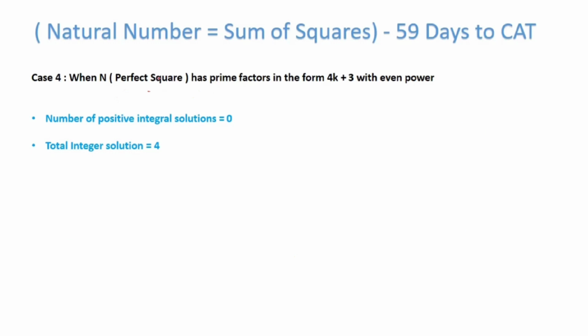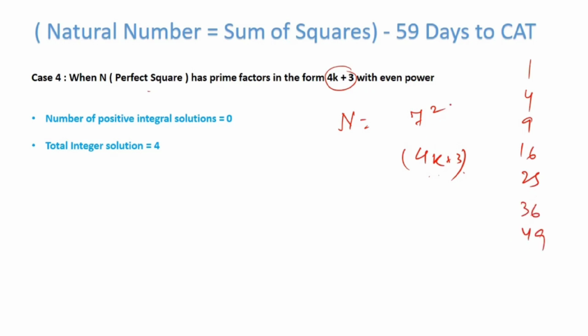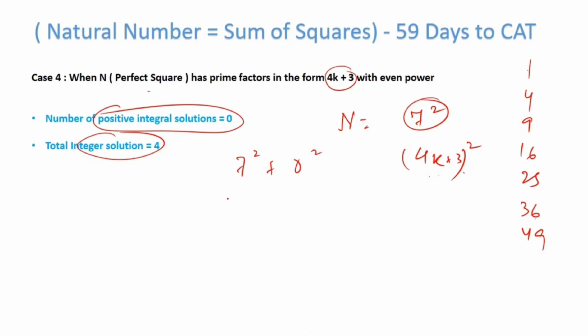When n is a perfect square and the prime factors are in the form 4k plus 3, let's take a very simple example. n is equal to 7 square. 7 is in 4k plus 3 form. Whenever 4k plus 3 is in odd power, then you don't have a solution. But when 4k plus 3 is in even power, you may have some integer solutions. So in this case 7 square, if you just write the numbers 1, 4, 9, 16, 25, 36, 49, in this case you will have no positive integer solution. Positive integer solutions will be 0. What will be the total integer solutions? Total integer solutions will be 4. You can write this number as 7 square plus 0 square, right? So 7 comma 0 is one solution, 0 comma 7 is another solution, minus 7 comma 0 is one solution, and 0 comma minus 7 is another solution.